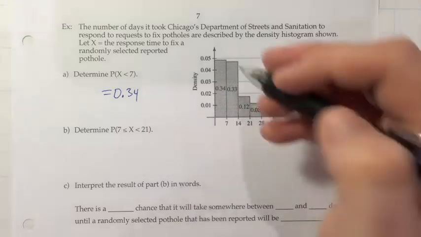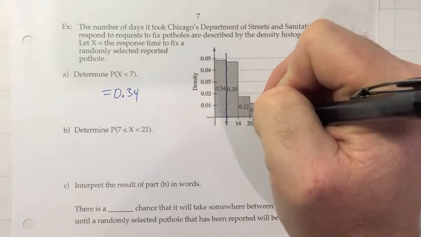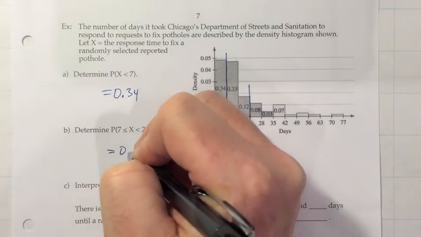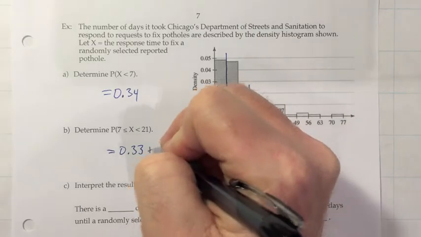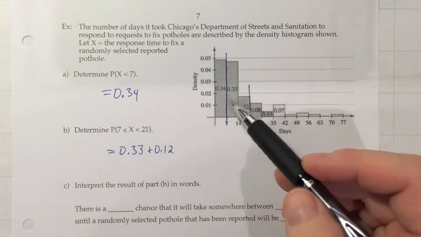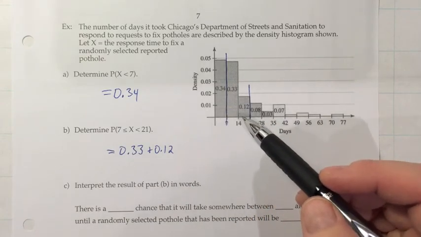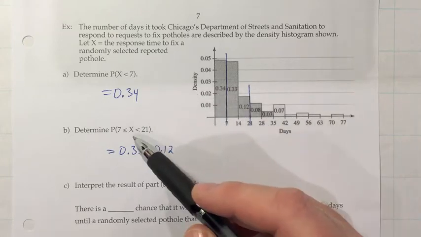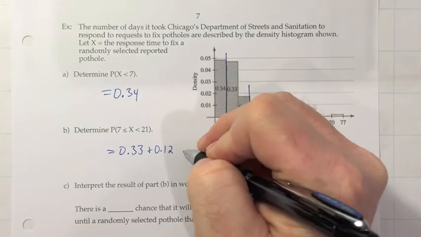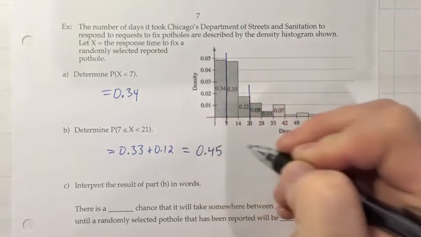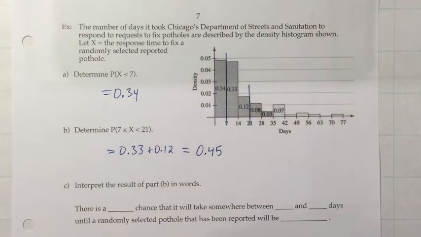So from 7 to 21 would be from here to there. So it looks like there's 2 bars that fall in that zone, and they have areas of 0.33 plus 0.12, and they're areas, right? And they're asking for probability, but remember, area on a density histogram is the same numerical calculation as probability, so we're going to use area of density histogram to answer probability questions. And then we have 2 of them, so we'll just add them together, so that's 0.45.